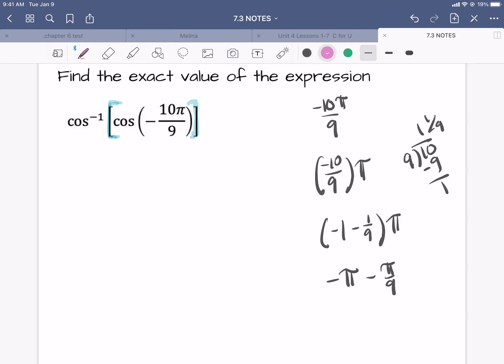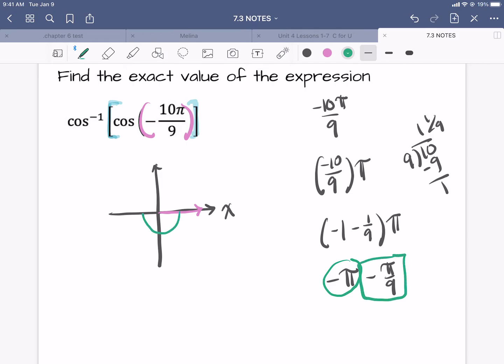So if I want to evaluate this, where does negative 10 pi over 9 sit within the unit circle? Well, I'm going to take off from the positive x-axis, and it looks like I'm going to spin negative pi. So there's my negative pi, and then I need to spin negative pi over 9 more. So that's not too far in, but at this point it doesn't matter. I know it sits in quadrant 2, so that's what I need to see.